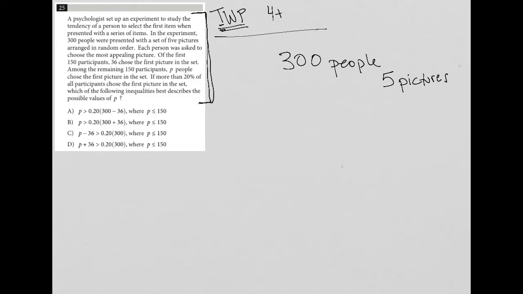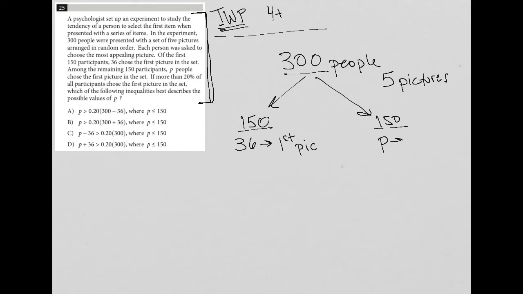Okay. Each person was asked to choose the most appealing picture. So that's the experiment. Of the first 150 participants, right? So out of this 300, the first 150, 36 chose the first picture in the set. So 36 chose first pick. Among the remaining 150, so the other 150 participants, P people chose the first picture. So P, first pick.